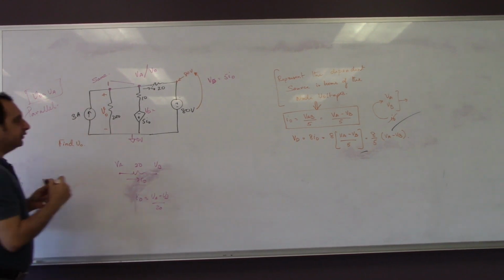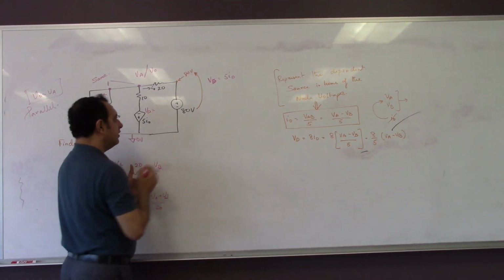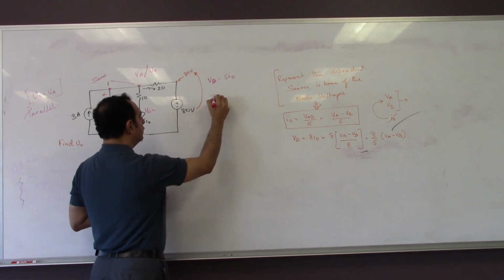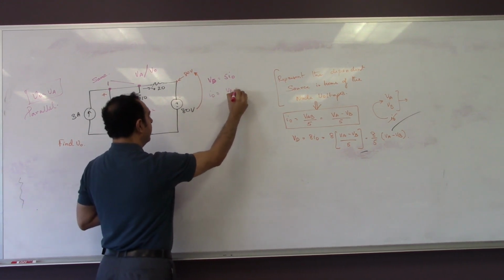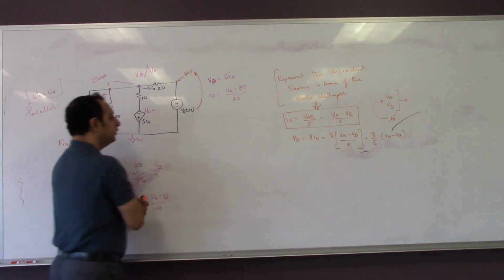So what I can do is I can go here and I can write I naught as a current that goes from A to the 80 volt source through a 20 ohm resistor.